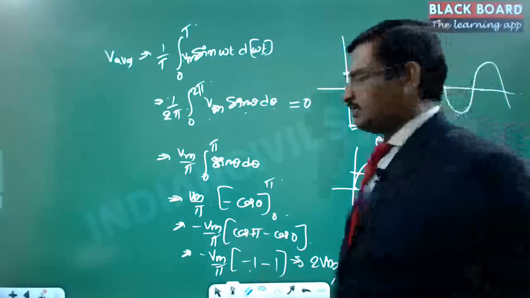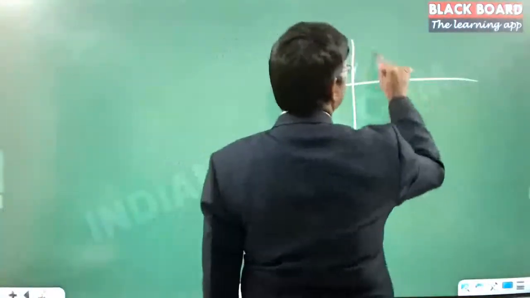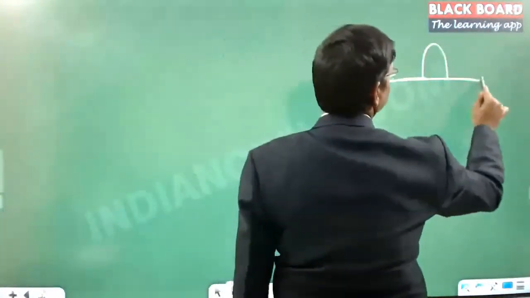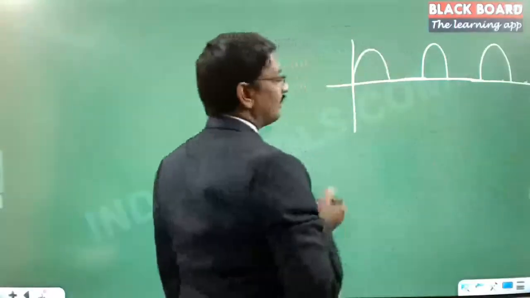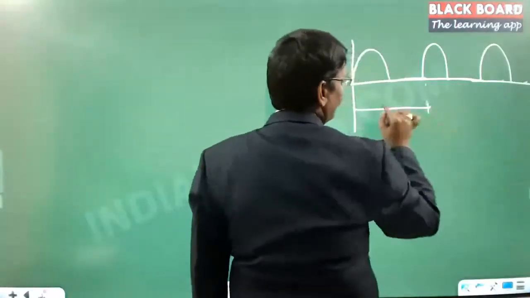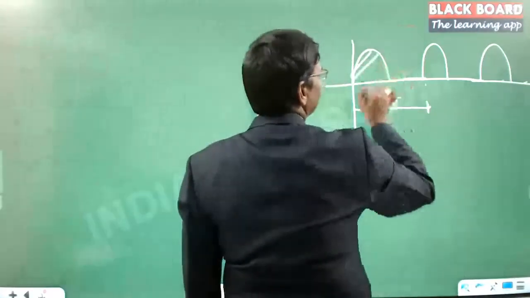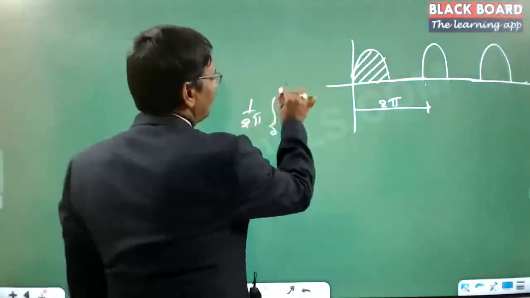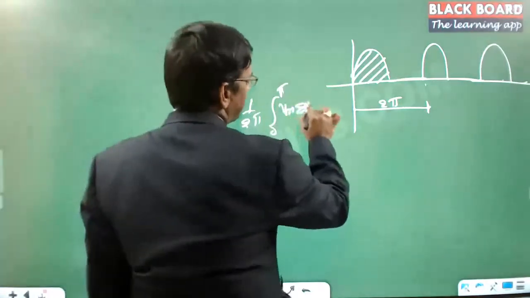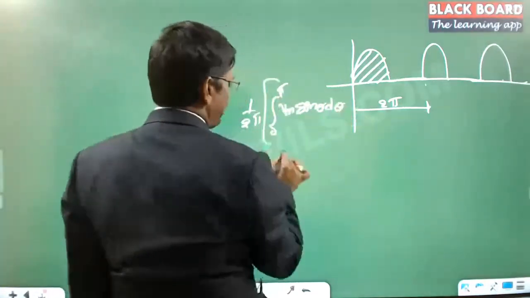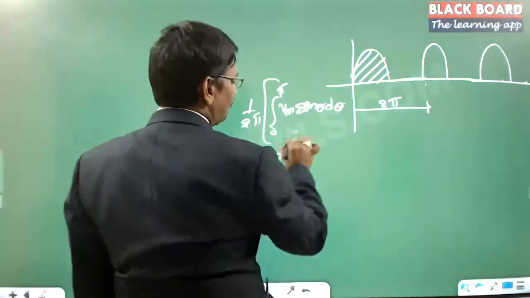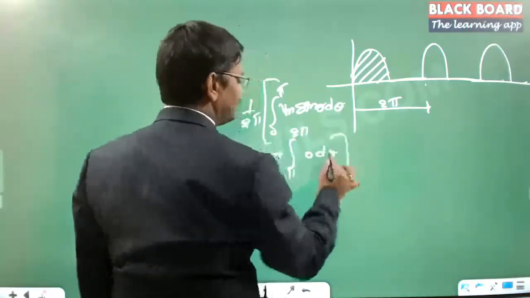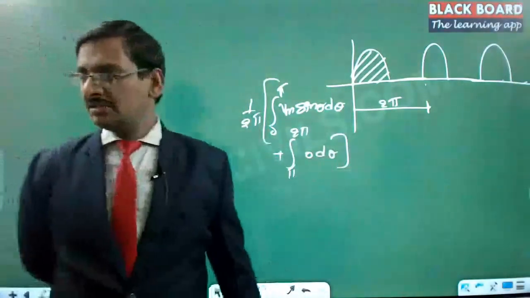And in case of half wave rectifier, we will be calculating the half wave rectifier. So this is half, and again this is half. Like this, it will be continued. Now in this case, the period is this one. So period is 2 pi, but the area is exactly the same as what we have calculated in the previous one. So this is 1 by 2 pi times integral 0 to pi Vm sin theta d theta plus integral pi to 2 pi 0 d theta. This is the way we calculate it for the entire range of the period.